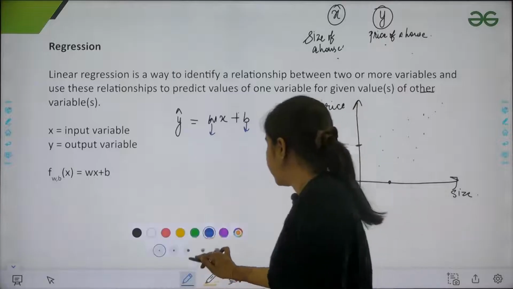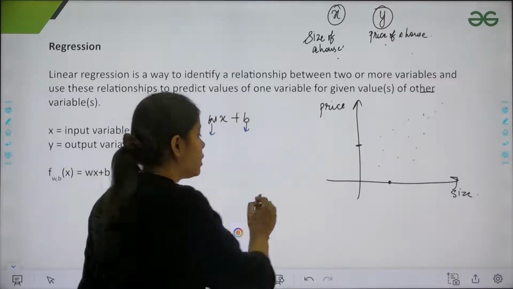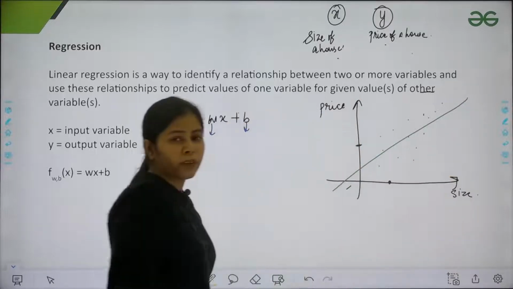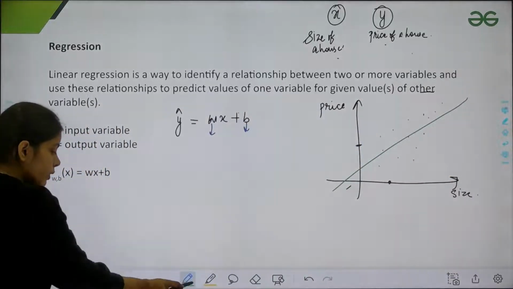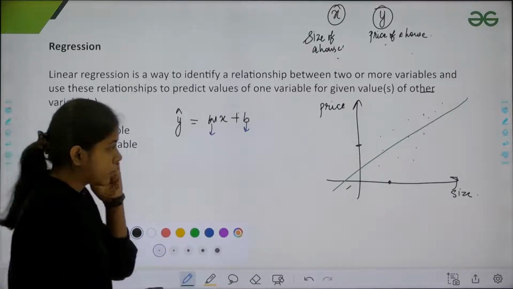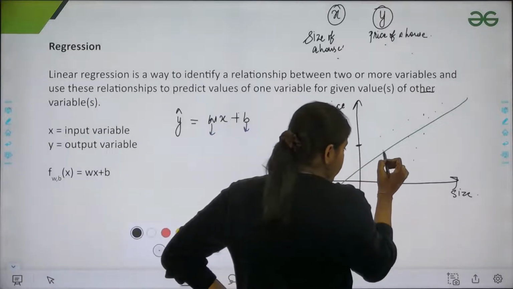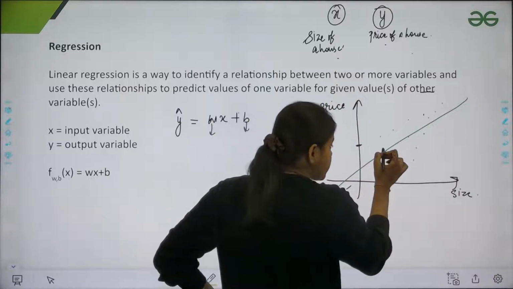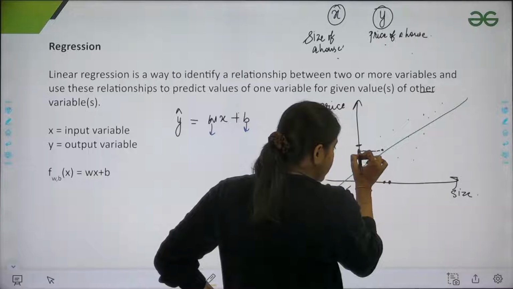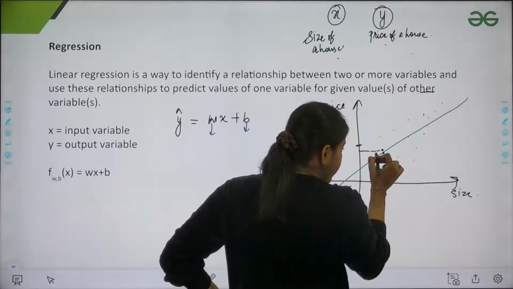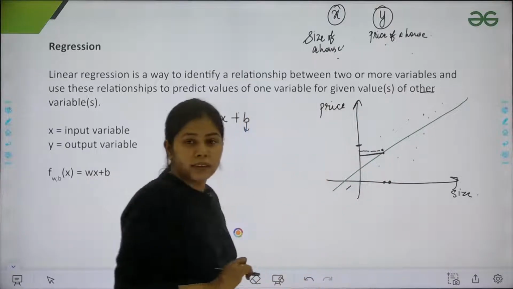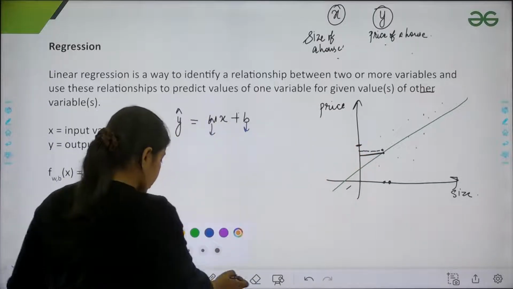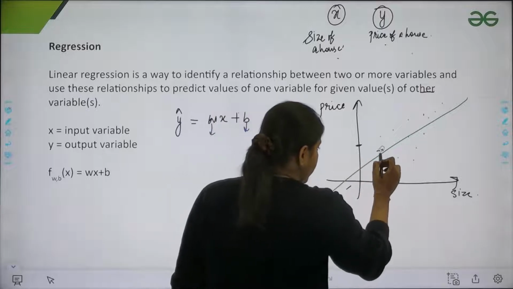Okay, so let's see. Let's suppose I take any random line. Let's suppose I am taking this line. Like this is one of the random lines. So now what would I do? I'll check here, because you can see that at this particular size of a house, I am getting this price of a house. But according to this line, price of a house would be like this, right? So there is a difference. What would we call this value? Let me draw it again properly.